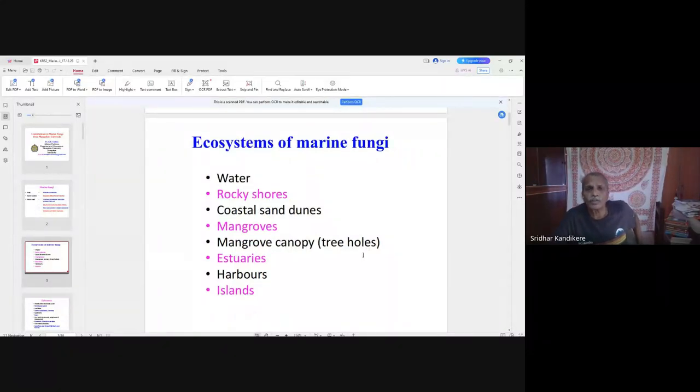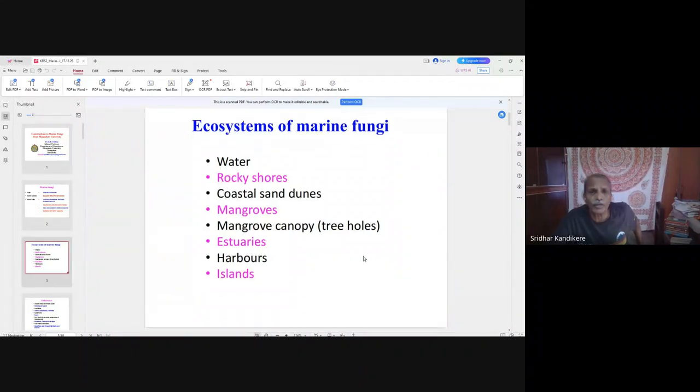There are several ecosystems that marine fungi occupy in marine habitats. Water is one of the principal ecosystems they occupy. Rocky shores are common, and the coastal sand dunes are a region where marine fungi flourish. Mangroves and the mangrove canopy, especially tree holes of the mangrove canopy, also possess certain types of fungi, some of them marine. Estuaries, harbors and also islands. These are the general ecosystems of marine fungi.